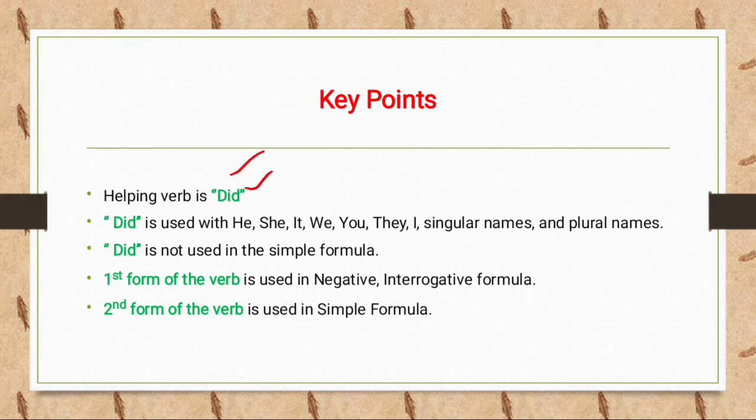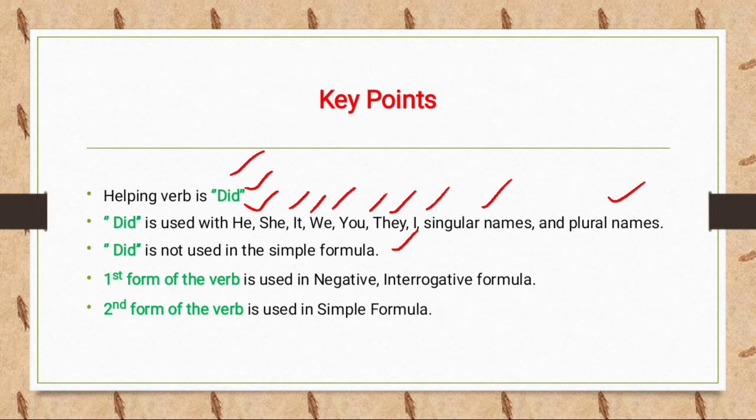And did is used with all subjects. For example, he, she, it, we, you, they, I, singular names and plural names. And did is not used in simple formula. Means we don't use did helping verb in the formula of past indefinite tense, simple formula of past indefinite tense.